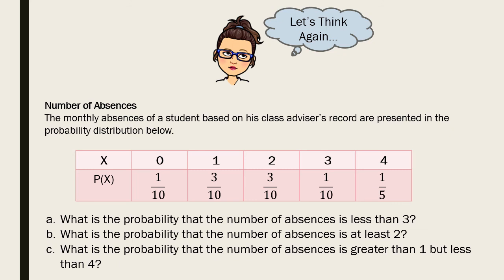So letter A, hanapin natin ang probability that the number of absences is less than 3. For letter B, what is the probability that the number of absences is at least 2 naman? And letter C, what is the probability that the number of absences is greater than 1 but less than 4?